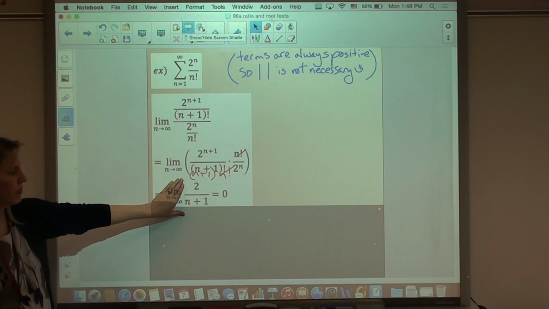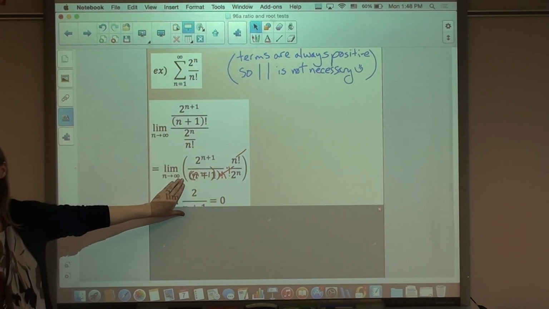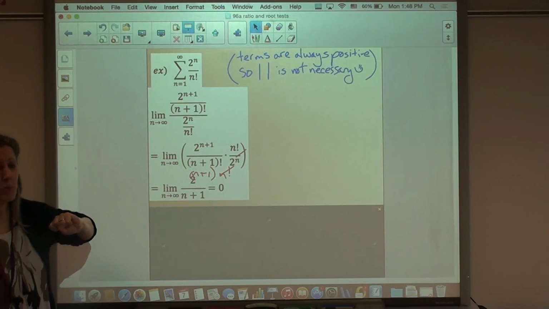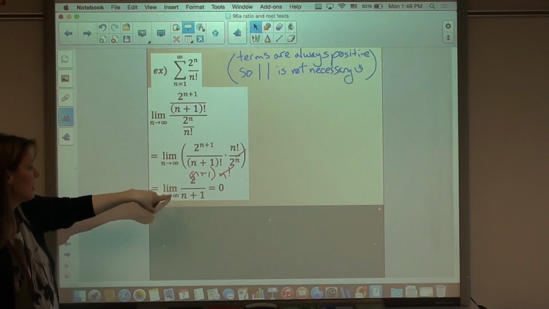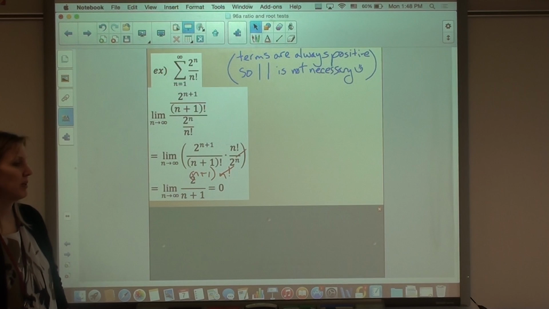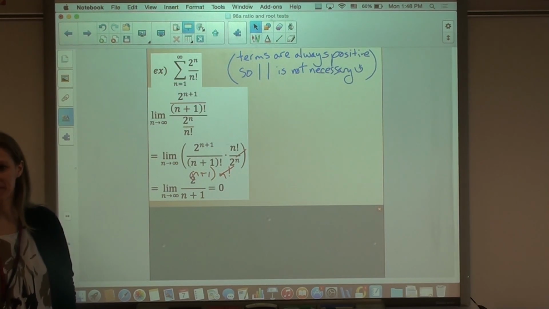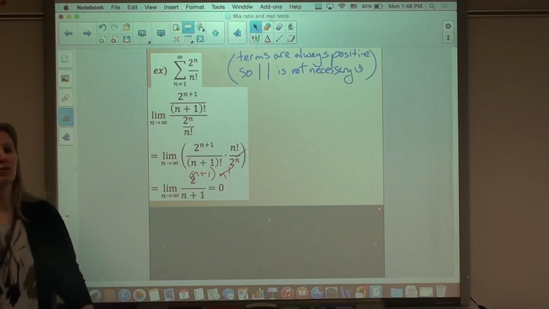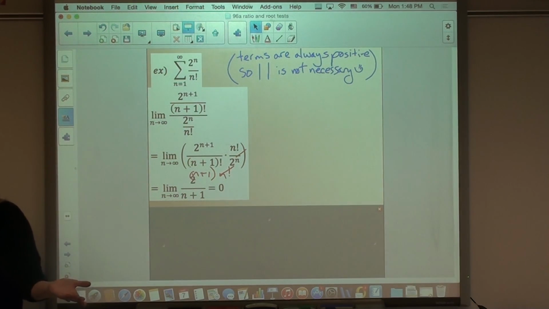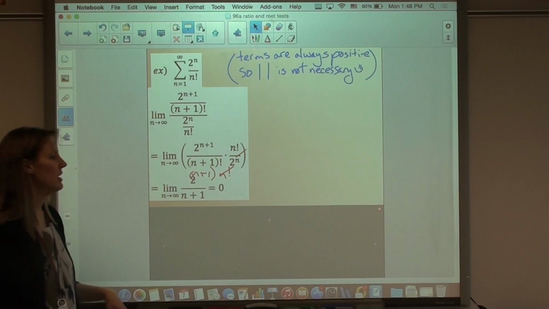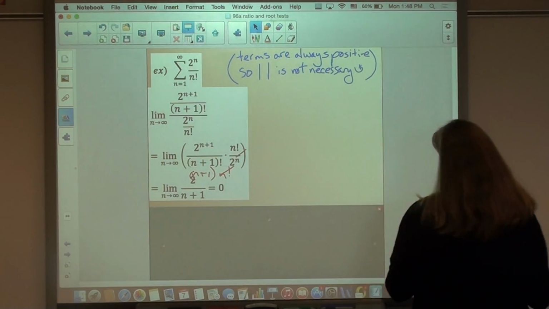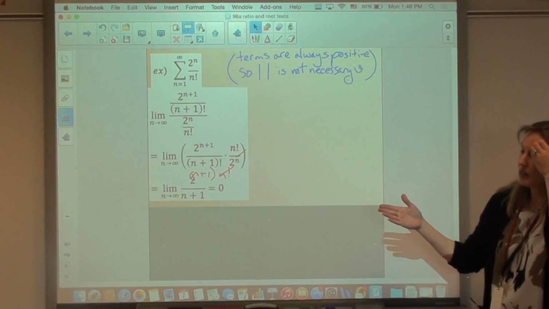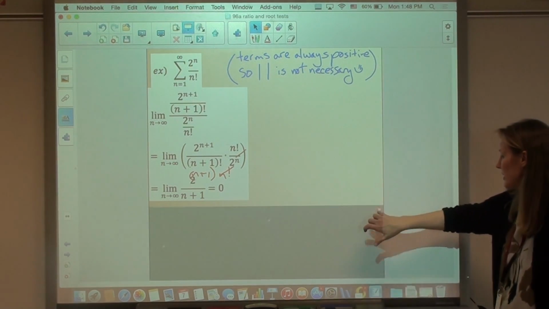If all you had was 2 over n plus 1, you would look at it and be like, I don't know, right? But we're taking the limit as n approaches infinity. So the limit as n approaches infinity of 2 over n plus 1 is just 0. Now, if the limit is 0, what do we know about the series? Converges. Absolutely. Yes, and we don't have to worry about that whole absolute thing for this, just converges. It converges because the limit is less than 1, yes.